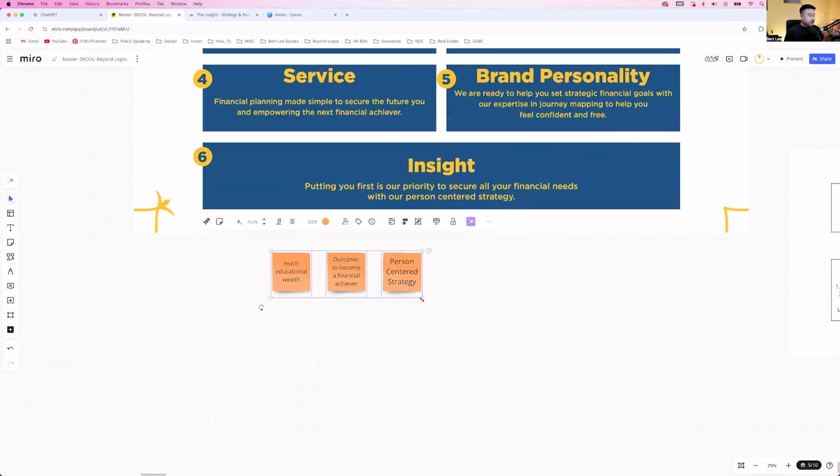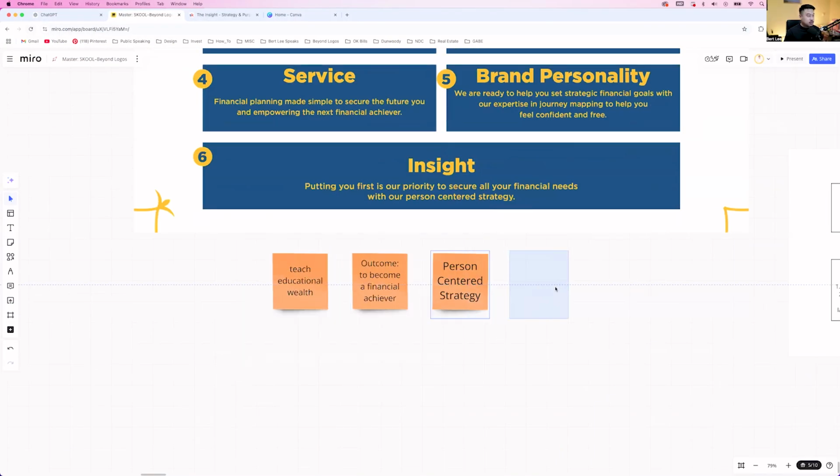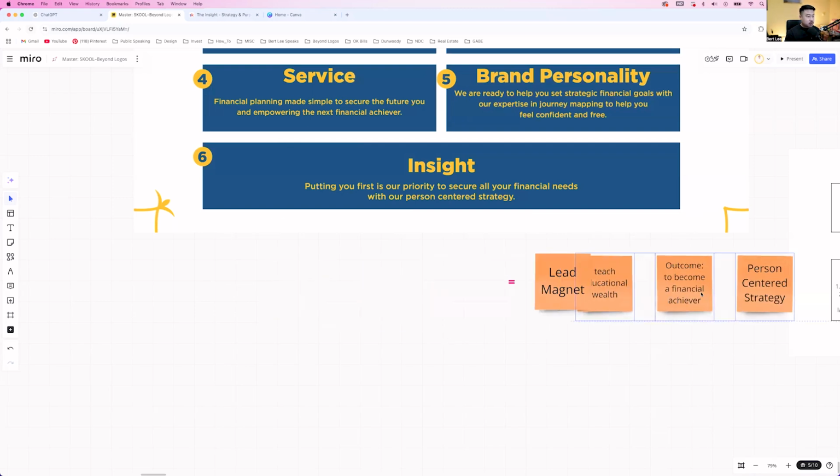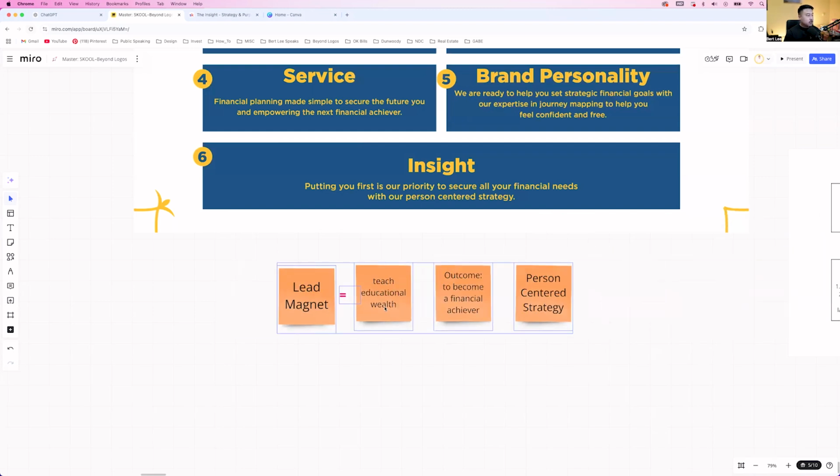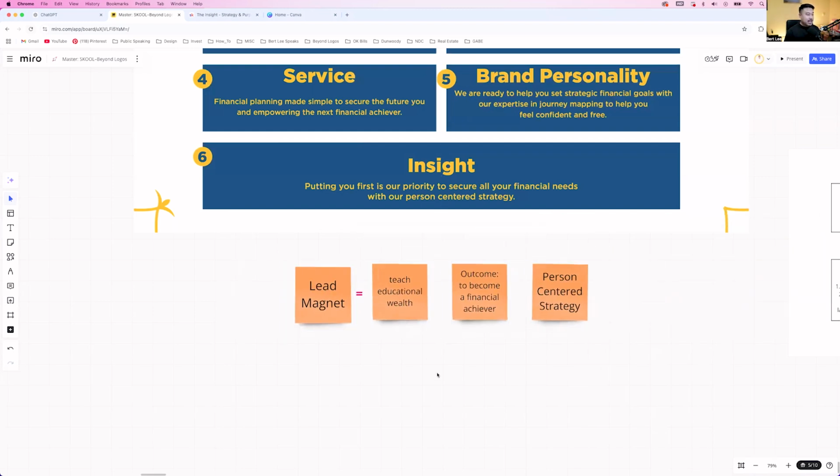So these 3 equal our lead magnet. Look at that. Okay. This equals our lead magnet. Our lead magnet also needs to equal these three outcomes. Okay. So I'm also going to show you how to start breaking that down and creating that.